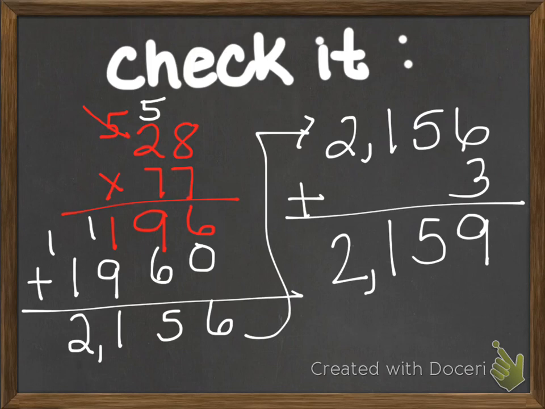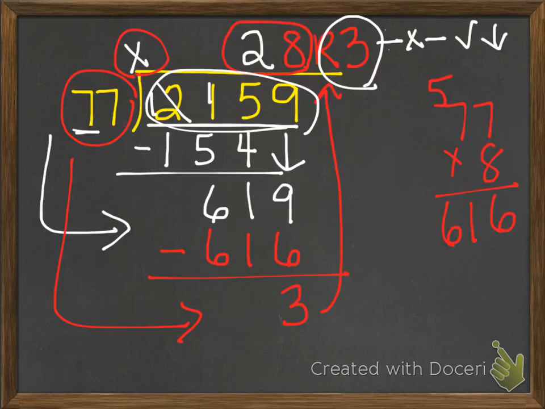But if you check your work by multiplying the quotient and the divisor and adding your remainder and making sure that it all matches, you will catch any mistakes that you have made.